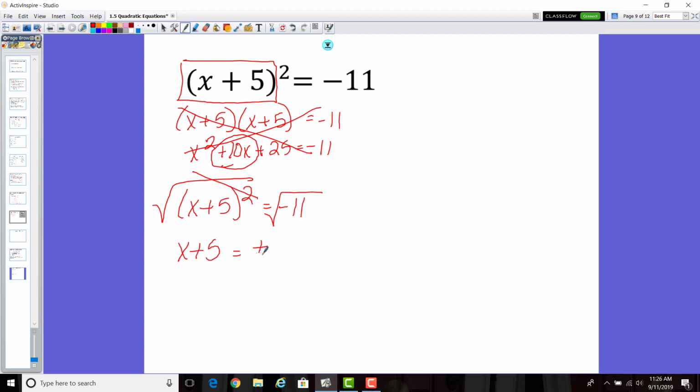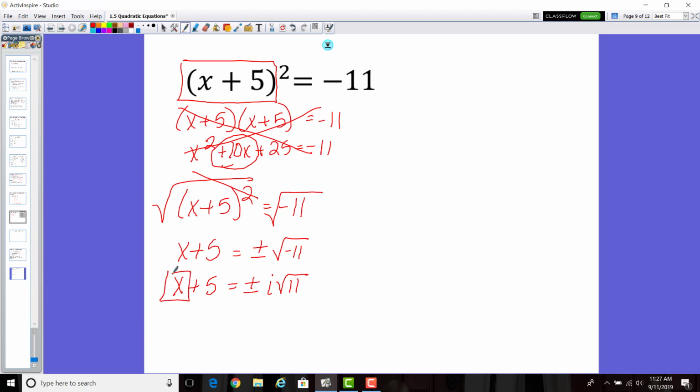By property, I am taking the positive and negative square root of negative 11. We talked about this in the last class. Anytime you have a radical that has a negative number on it, that negative comes out in front and becomes an i. So our answer is now imaginary.